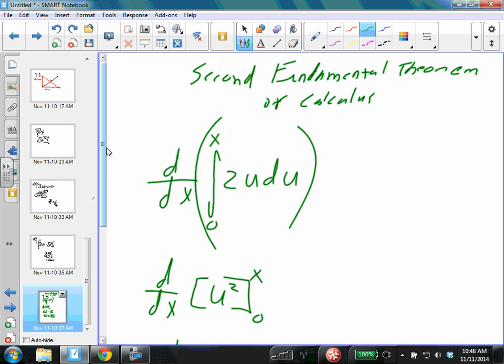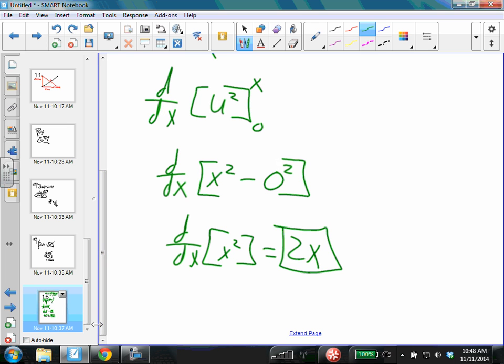What was our function to start with here? 2u. And then we took an antiderivative and then a derivative, right? And guess what we have? The exact same function. The only thing that's changed is what? The variable. That's exactly right. The variable changed from a u to an x. That's all that's basically happened when we took that antiderivative and then a derivative back to back.